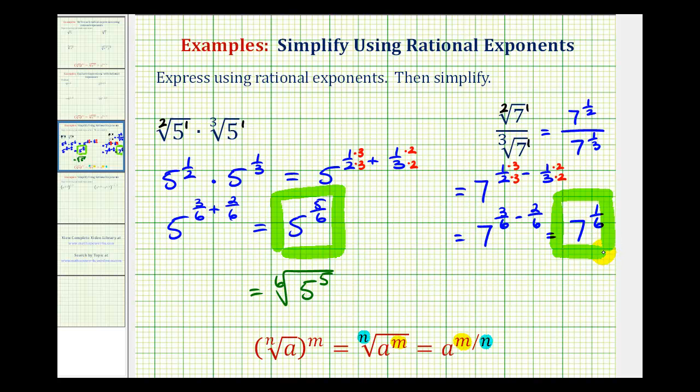But if they asked for radical form, again, because the denominator of the rational exponent is 6, this would be equal to the 6th root. The base is 7, so our radicand is 7. And because the fractional exponent has a numerator of 1, this would be raised to the 1st power, so we can leave off the 1. So you can see one use of rational exponents is to multiply and divide radicals that have the same radicand but different indexes.